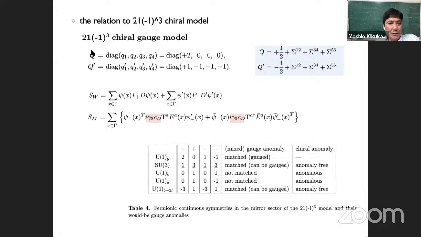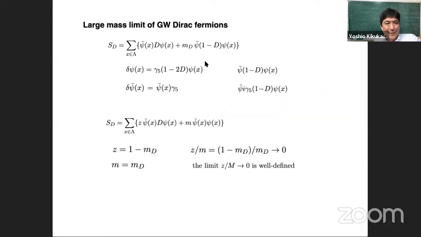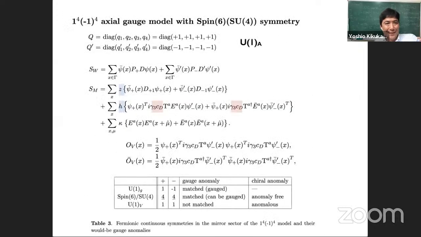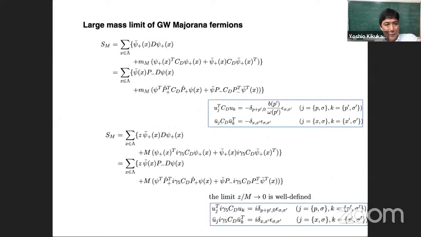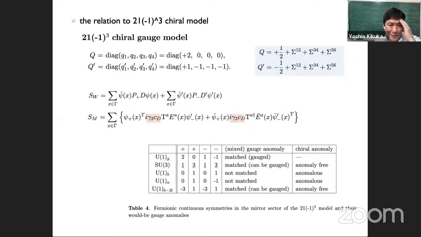Actually, this Q and Q prime is the sum of the U(1) axial charge generator plus some combination of the Cartan subalgebra generators of Spin(6). So we can obtain this kind of very chirally charge-assigned model from this simple axial type model. So this is very non-trivial. I think it is very interesting.